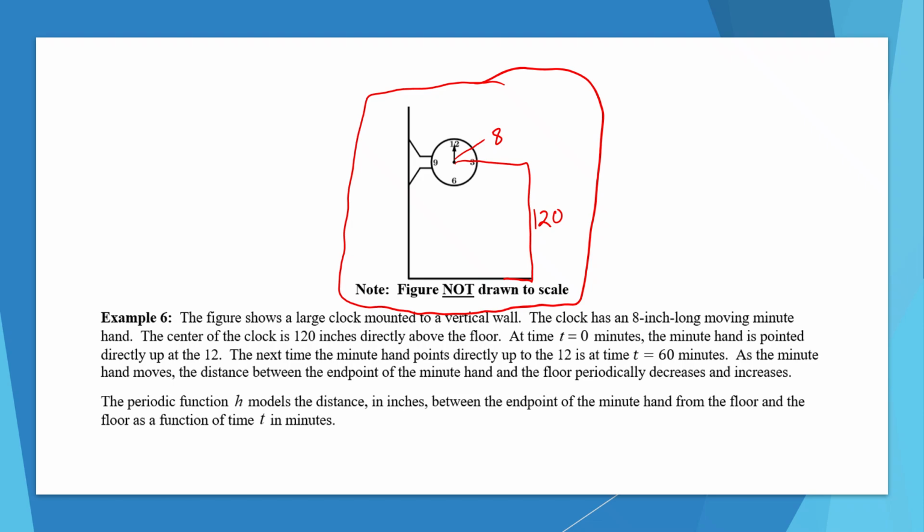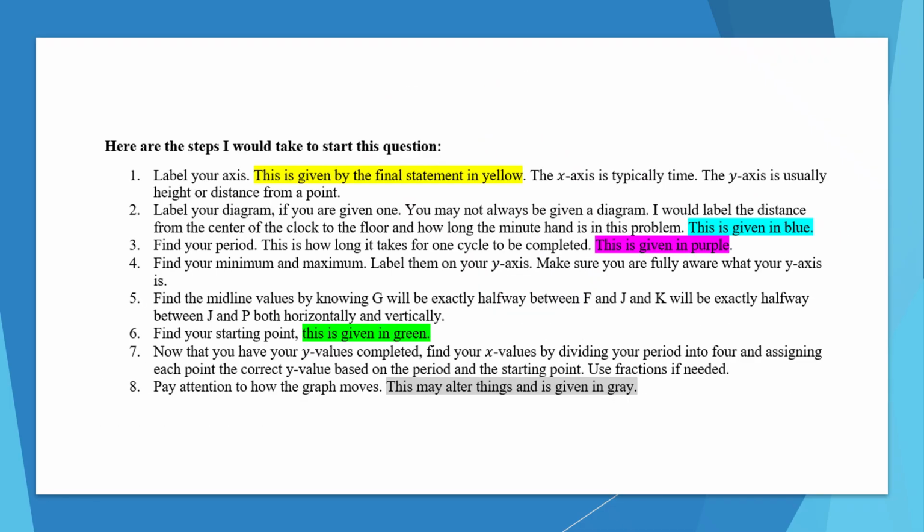At time t equals 0, the minute hand is pointed directly up at 12. The next time the minute hand points up at 12 is at 60 minutes. As the minute hand moves, the distance between the minute hand and the floor is periodic and decreases then increases, right? So it starts up top and then goes a little bit closer and then comes back up and so on. And so that's going to be that periodic function that we looked at before. And now let's answer a few questions about this.